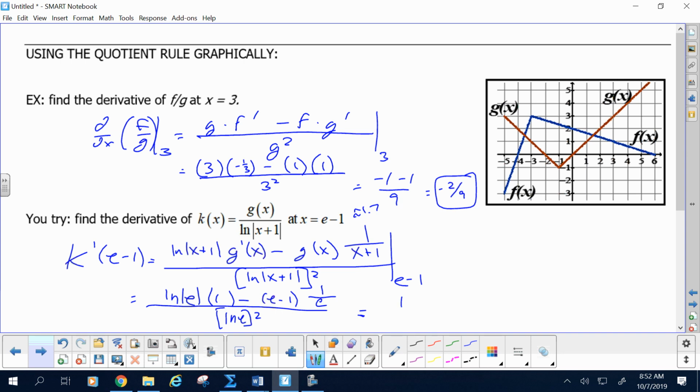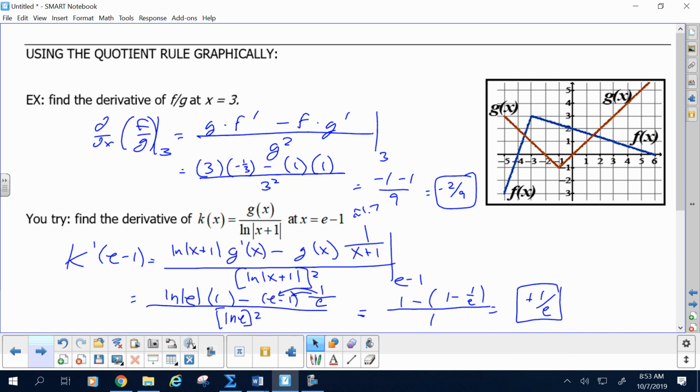1 minus 1. Let's do this here. So here we go. 1 minus, what do I get when I distribute this in? 1 minus 1 over e, all over 1. So I get what? 1 over e. That was a humdinger. Are you with me? Okay then.